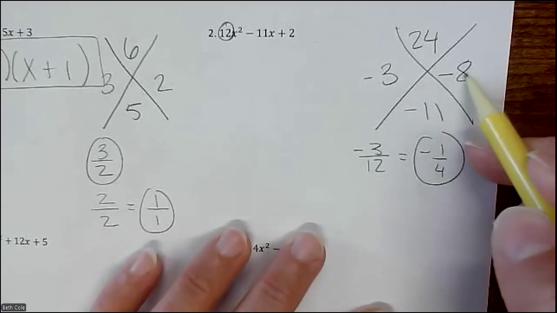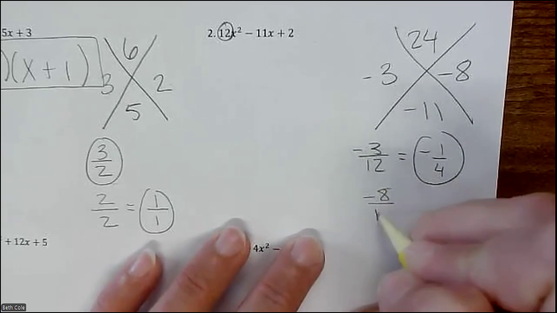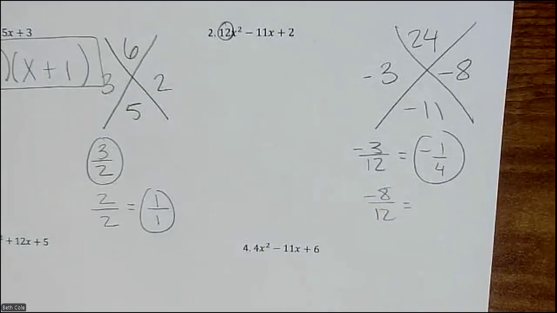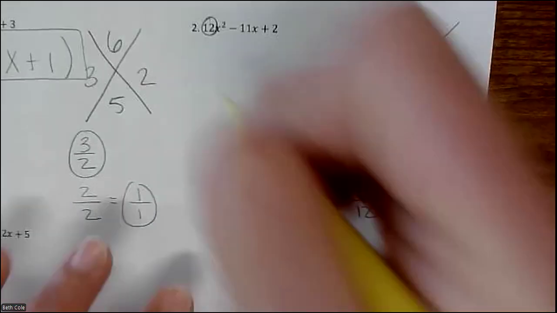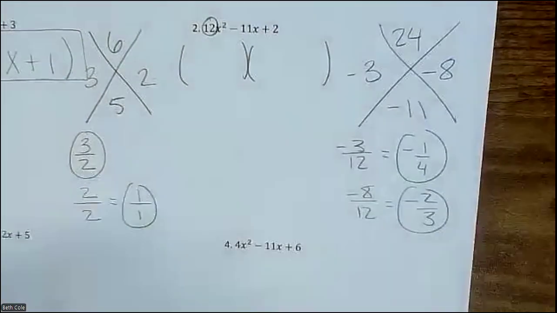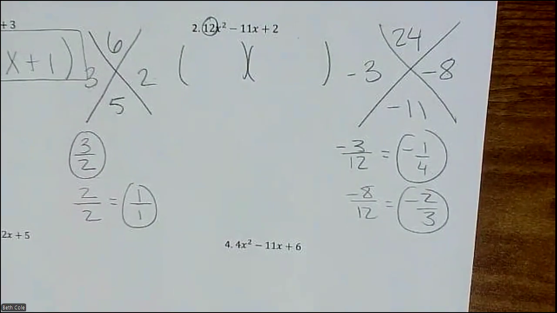And then I'm going to take my -8 and divide it by 12. And again, if you know how that reduces, perfect, do it. I'm going to just type it in the calculator so you can see -8 divided by 12, -2/3. Do you see that? Type it in. And then when you go to write your answer, start with the denominator.